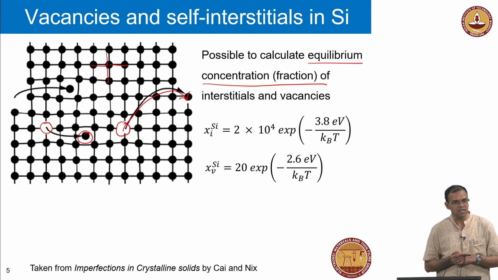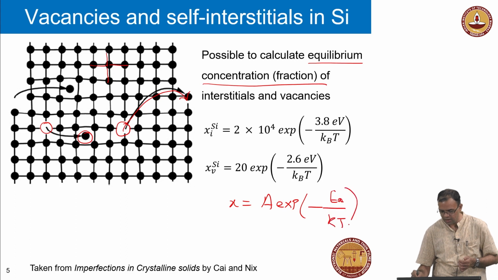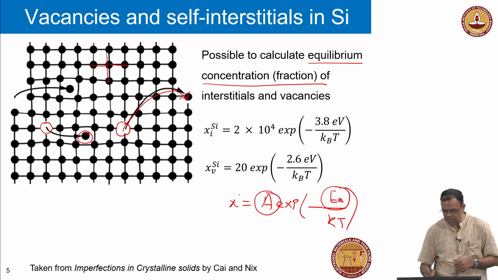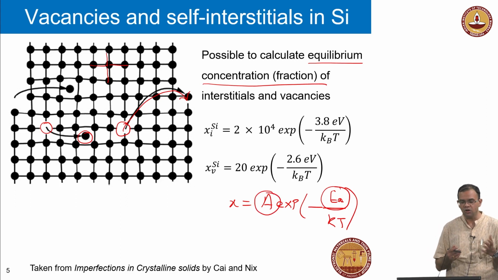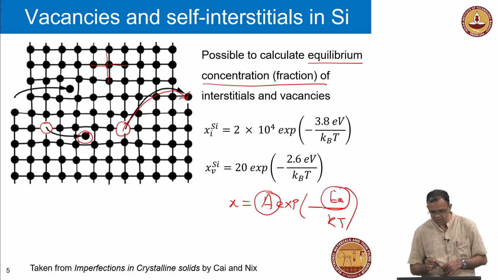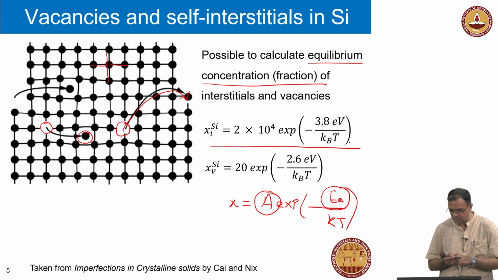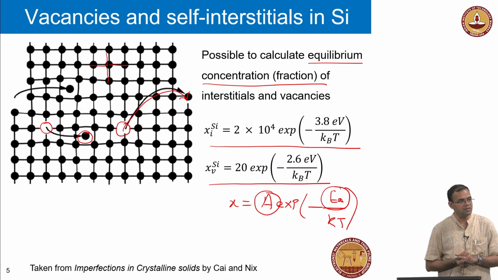We can calculate the equilibrium concentration. Typically we use some sort of an Arrhenius equation. So we will say x is equal to some A exponential minus EA by kT. EA represents the activation energy and A is a pre-exponent term. Together these two terms will tell us what is the concentration of these defects. So if you see here, the first term represents the fraction of interstitials in silicon, and the second term here represents the fraction of vacancies in silicon.